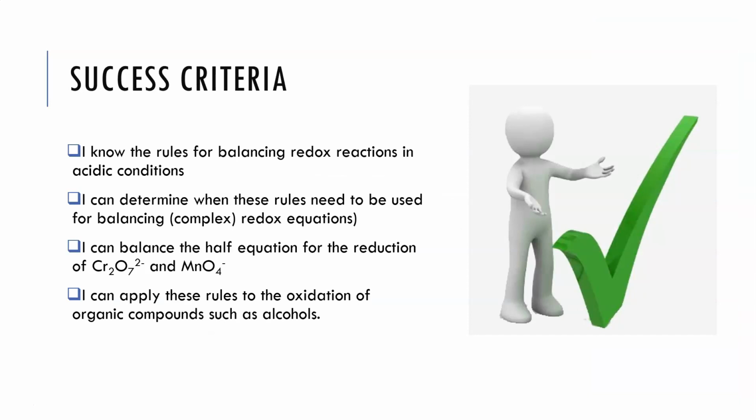So at the end of this, you should be able to know your rules for balancing redox reactions in acidic conditions, which is our COHES rules. Determine when these rules need to be used, i.e. any time we have hydrogen and oxygen in our equation. Basically, any time there's oxygen, you have to use these rules. You can balance the half equations for the reduction of dichromate to Cr3+ and permanganate to Mn2+. And that you can apply these rules of oxidation to organic compounds such as alcohols, which was our last question.